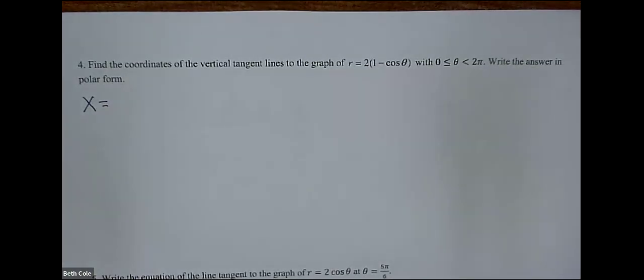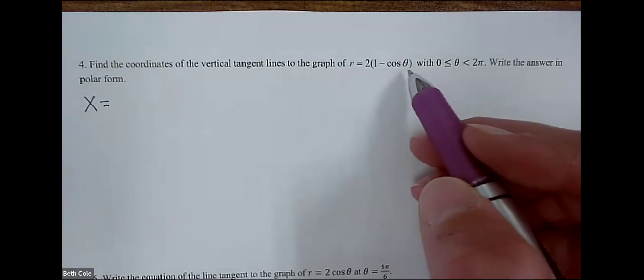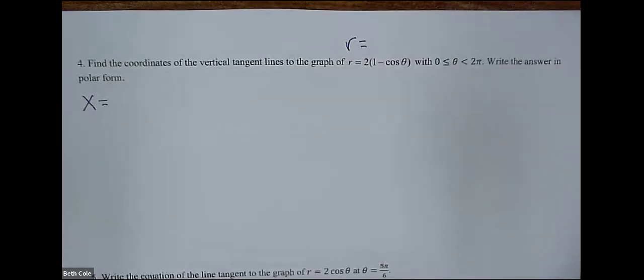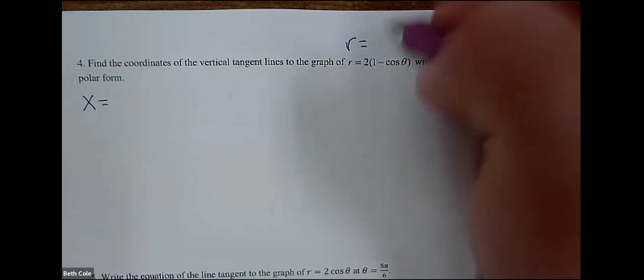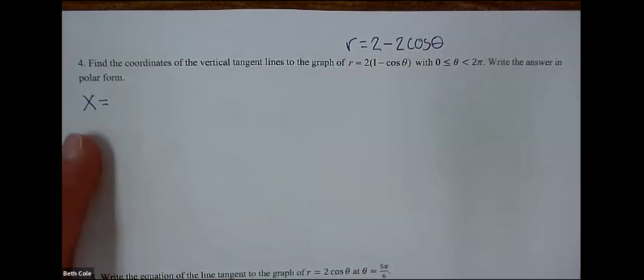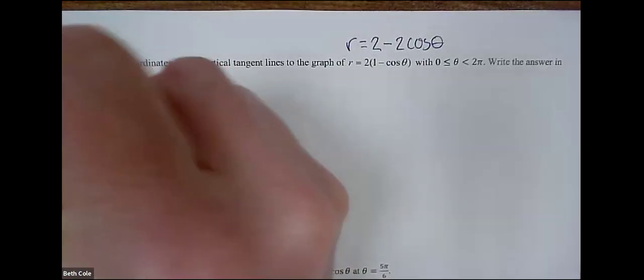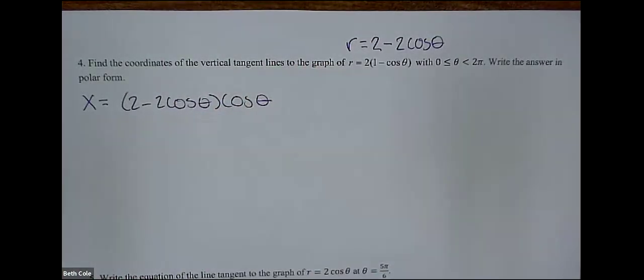So this one says vertical tangent lines. That means we want to look at x. Cool. So x is r cosine theta. I made r a little bit more complicated in this one. What I would do personally first is I would distribute this 2 through there. If you distribute the 2, you're going to get 2 minus 2 cosine theta. Okay. So x equals that times cosine, r cosine theta. Nervous where this is going. It's not going to be drastically different from the one we just did. It's just a little bit more complicated, because r is a little bit more complex there.